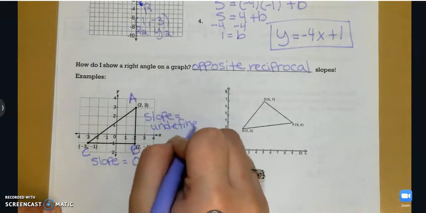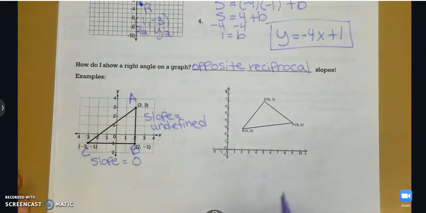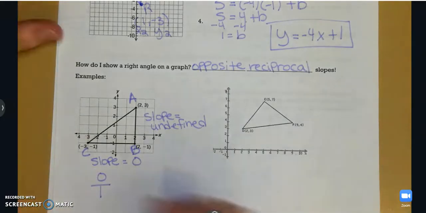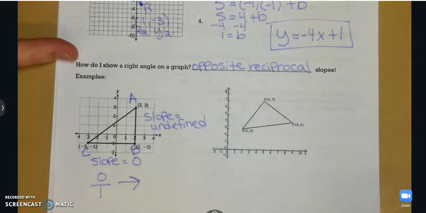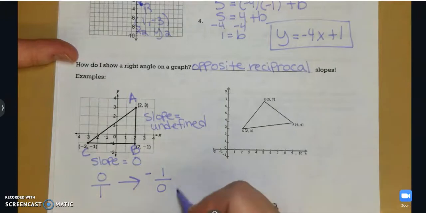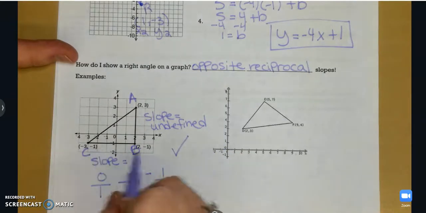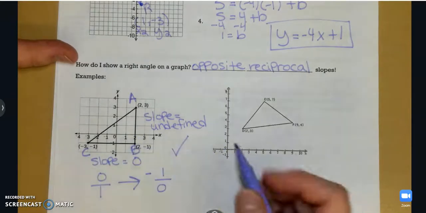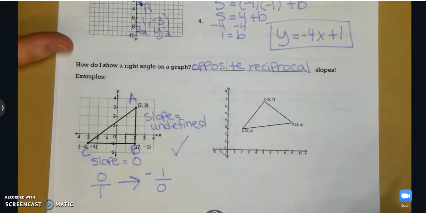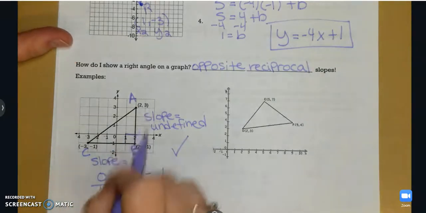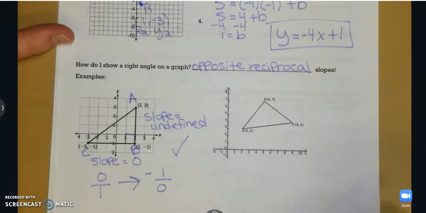So let's talk about what that means. A slope of 0. If I have 0 divided by a number, let's say 1 for example, that would be 0. Now the opposite reciprocal slope would be to flip it upside down and change the sign. Now when I divide by 0, that is undefined. So that verifies that the slope of a vertical and horizontal line are opposite reciprocals, and therefore B is a right angle. So a 0 slope and an undefined slope are opposite reciprocals. So B is in fact a right angle.